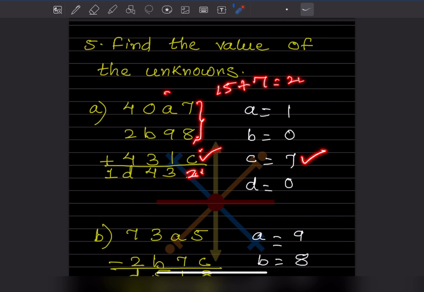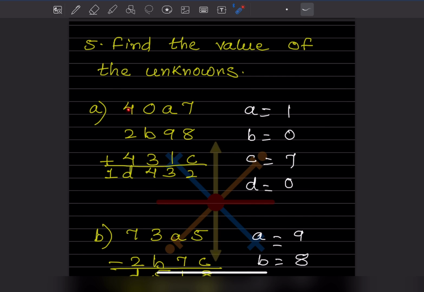So 22 means 2 will be here. So now what will be here? 9, 10, 12. 12 and this is 3, so it should be 13. So here A will be 1. So that will be 13. 13 means the remainder here is 1. So 1 plus 3, that is going to be 4. 4 means this B is going to be 0.